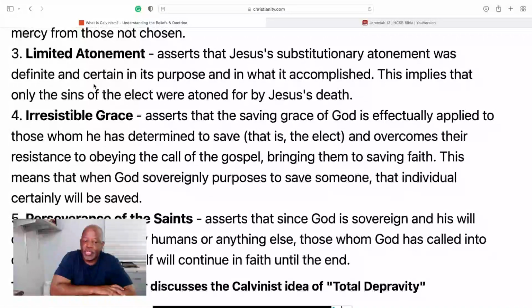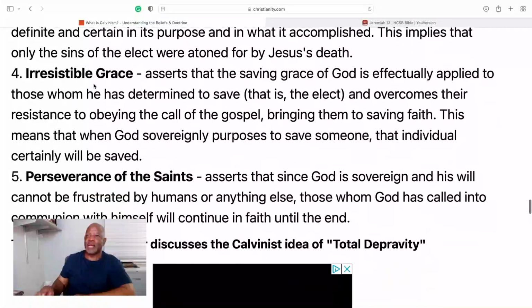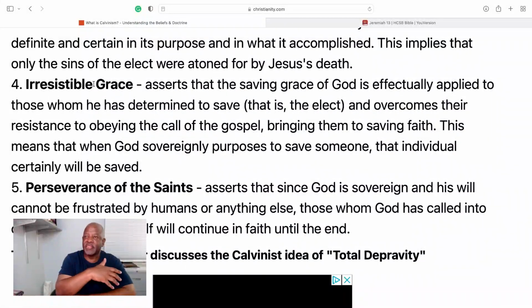Limited atonement. He only died for whom he chose. So verse 4 and verse 5, it's kind of, I want to say, superfluous in my opinion. However, it says irresistible grace asserts that the saving grace of God is effectually applied to those whom he has determined to save. That is the elect. And again, it's great news for you, not great news for most. But how do you know?